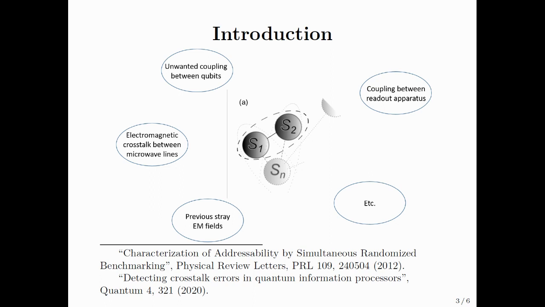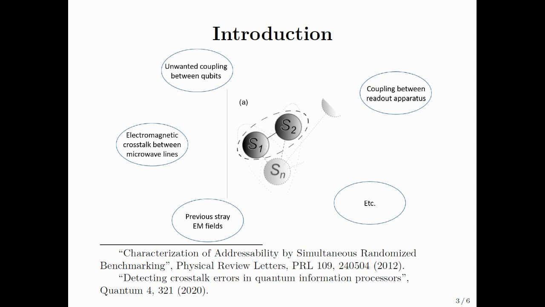For some concrete examples, let's look at some possible issues that can affect single qubit control in superconducting quantum computer systems. For example, coupling between readout apparatus or stray EM fields in time. The unwanted influence between qubits is usually called crosstalk.